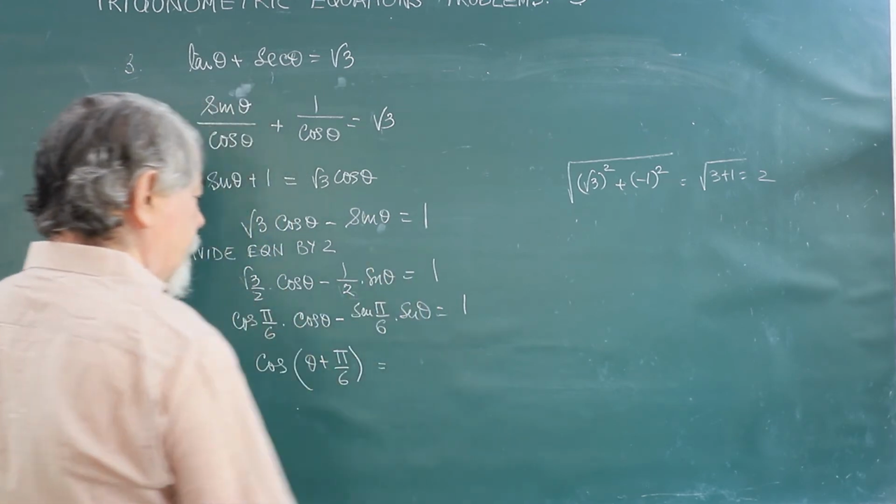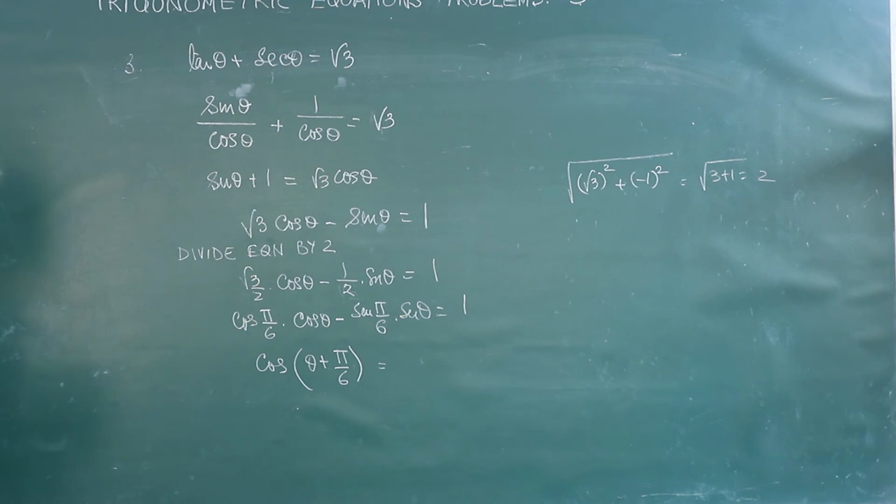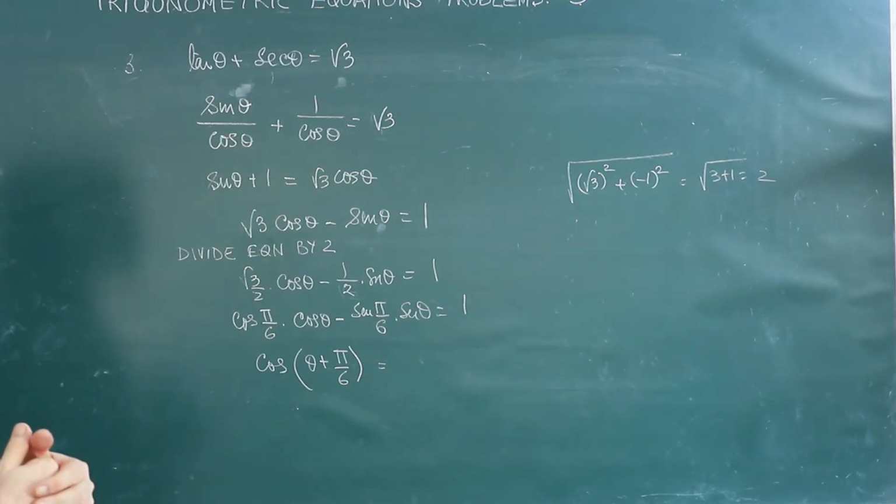And this is 1. And when is cos 1? Cos 0. Cos 0 is 1, because sin 0 is 0, cos 0 is always 1. It starts from there. So cos 0.